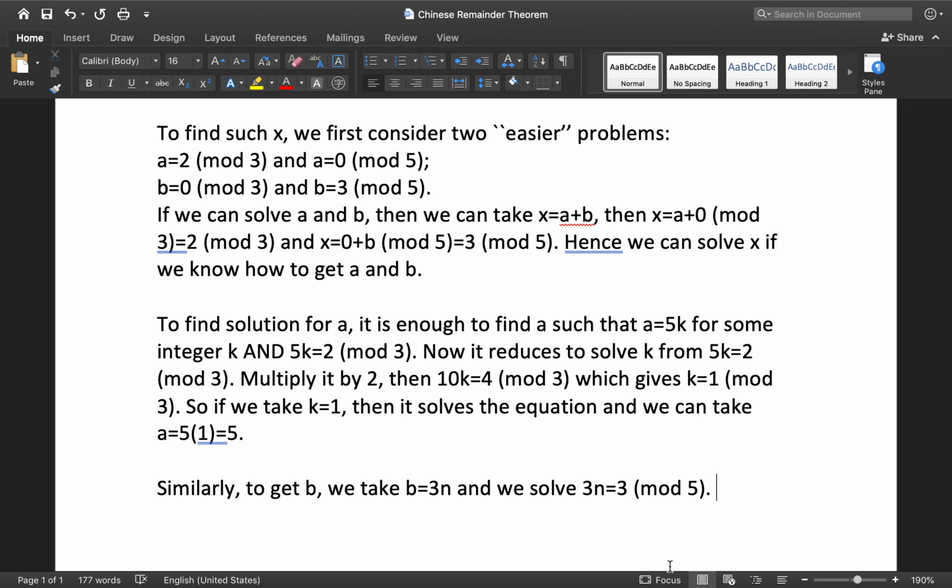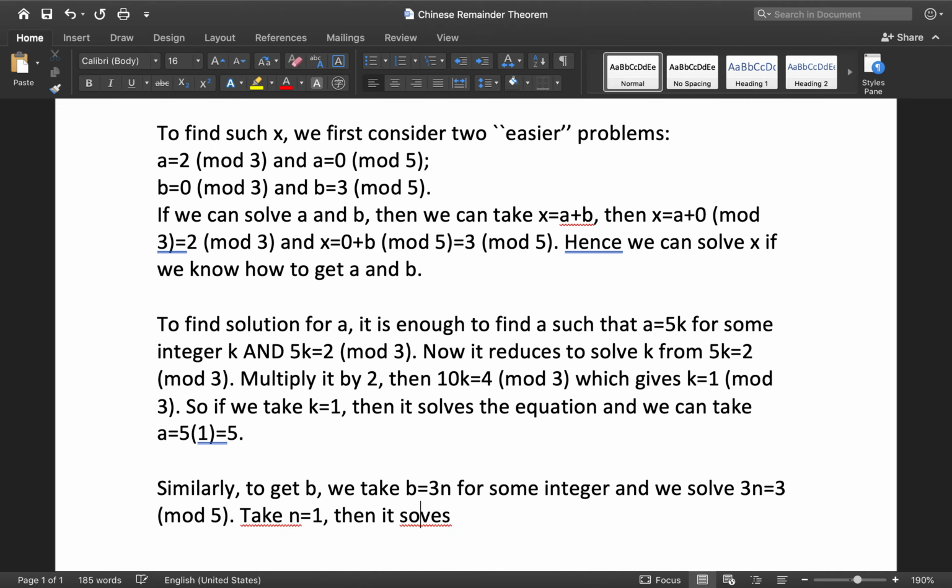So here we have to solve for b. As I said, we take b equal to 3n, which satisfies the first equation, but at the same time we have to guarantee 3n is congruent to 3. So now we solve this equation, where n is some integer, not just any number. For this equation, if we take n equal to 1, then it solves the equation.